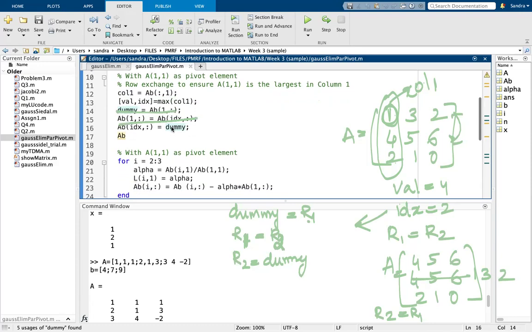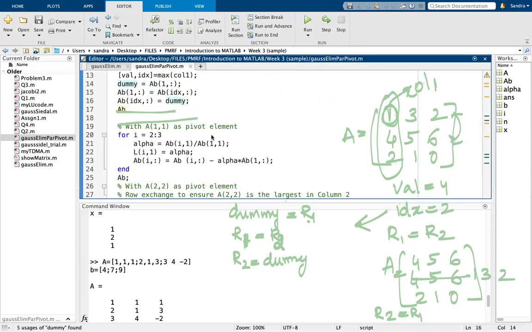So once I have changed the row index, I do the Gauss elimination. This is a Gauss elimination. There is nothing changed there. A11, I can calculate alpha, and using alpha, I make the lower element 0. Now there is another thing. For my LU decomposition, I save the alpha value in the matrix L.